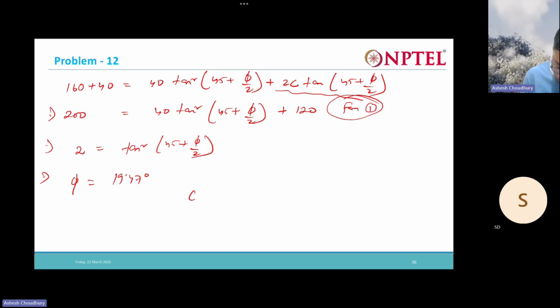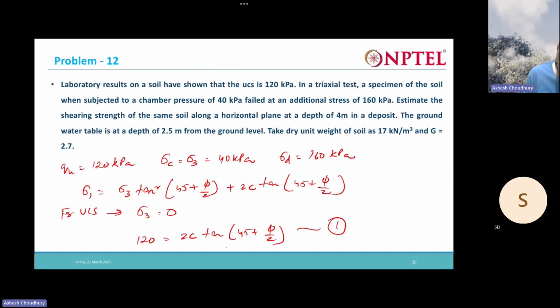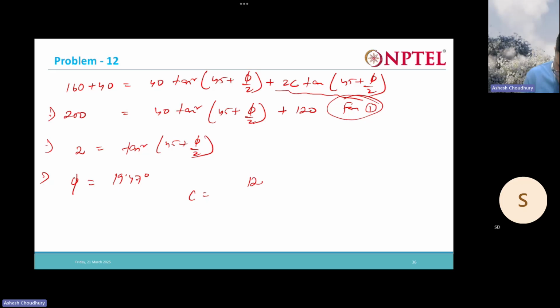So again, c I can get if I put this in this equation: c is 120 by 2 tan (45 plus 19.47 by 2), which is 42.426 kN per meter square.